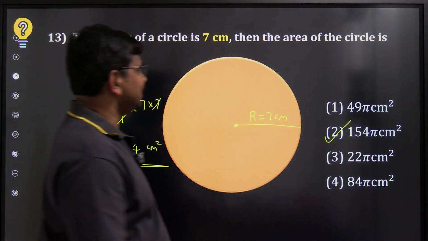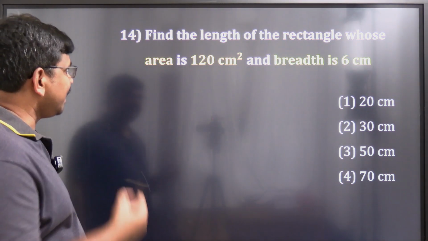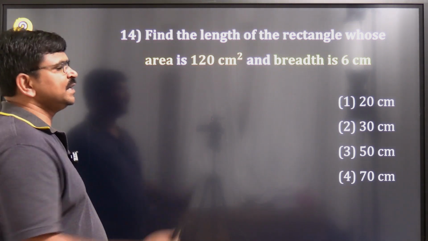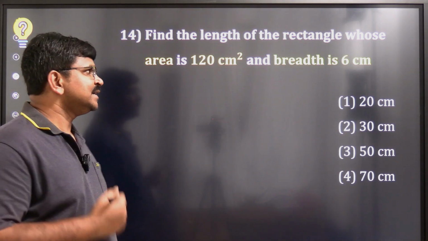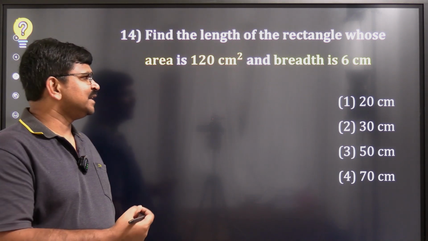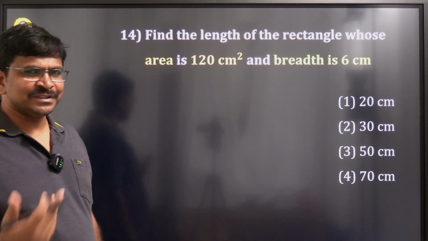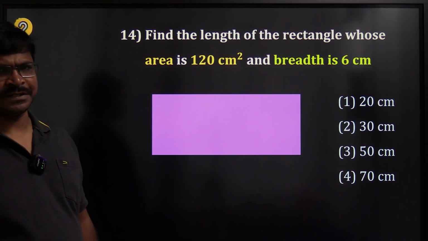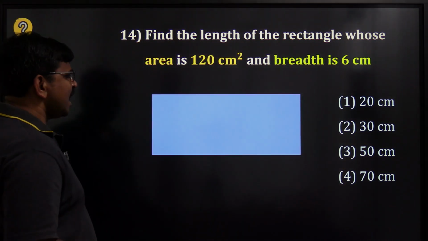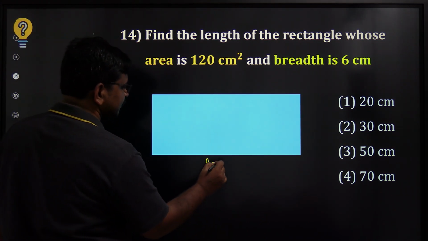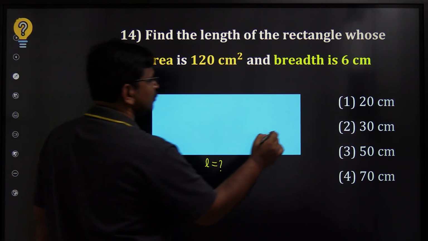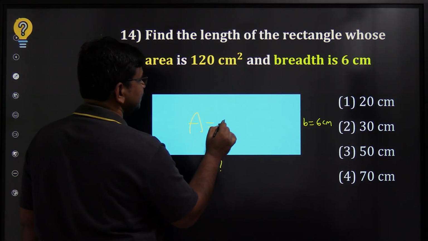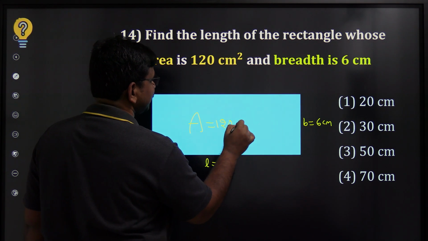Yes. And the next question is, find the length of the rectangle whose area is 120 centimeter square and breadth is 6 centimeter. Here the question is a little bit reverse. Usually length and breadth will be given and area will be asked. But here area is given and length is asked. See here, I don't know how much is the length, and breadth is given, 6 centimeter. And area is given, 120 centimeter square.